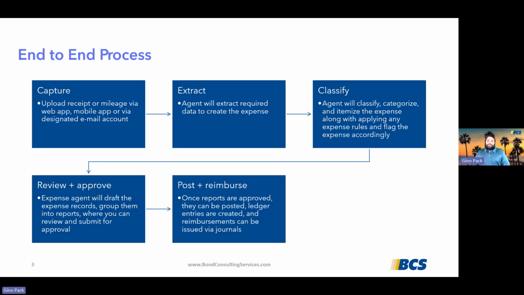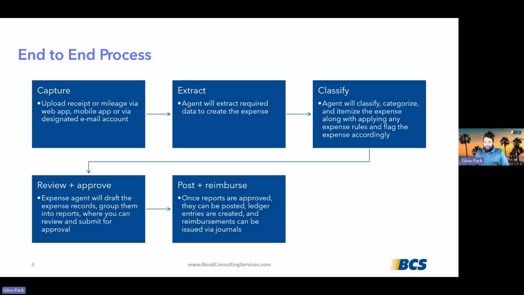It starts with capturing the receipt. The receipt is either uploaded or mileage is entered via the web app, which I'll show you, or a mobile app, which is in the process of being released. It's not out yet. Or you can send an email to a general email account. As I demonstrated before, I have an expense email address that I can send a receipt to. If the agent recognizes that Gino's an employee, it's going to create an expense for that employee.